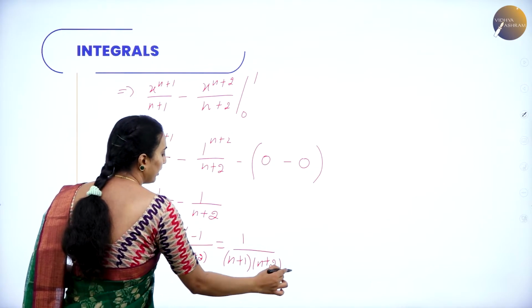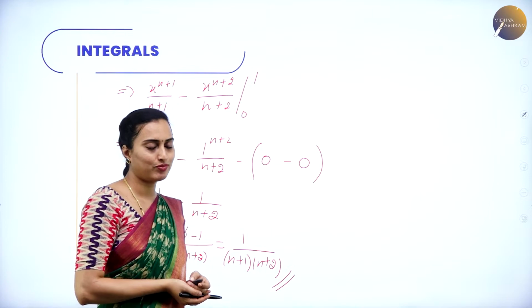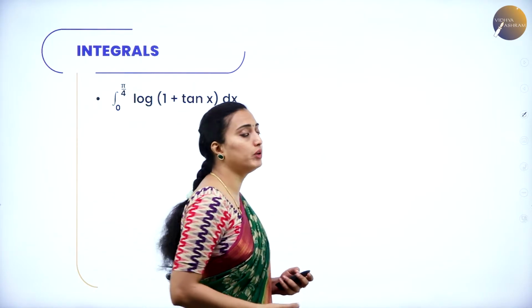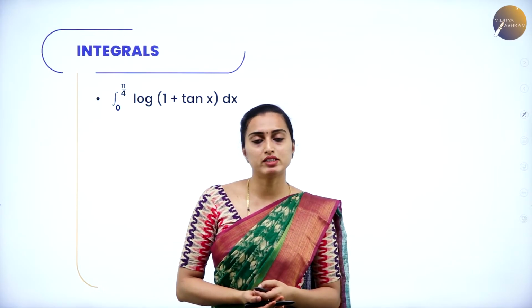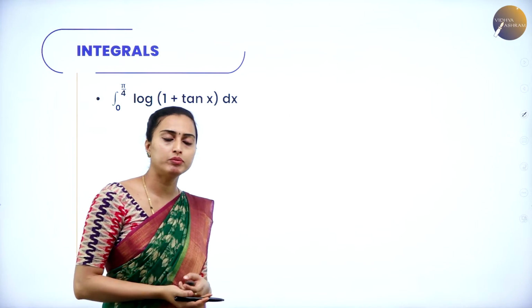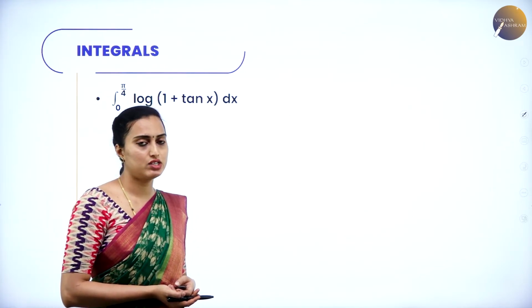And this is your final answer. You are going to get it for this question, dear students. I hope you understood this one, how to solve the problem of that 1 minus x to the power of whole n when it is given, right? So next problem they have given is integral 0 to pi by 4 log of 1 plus tan x into dx.